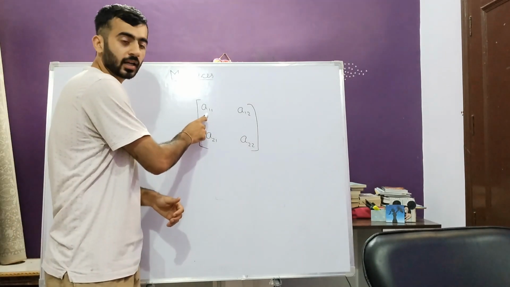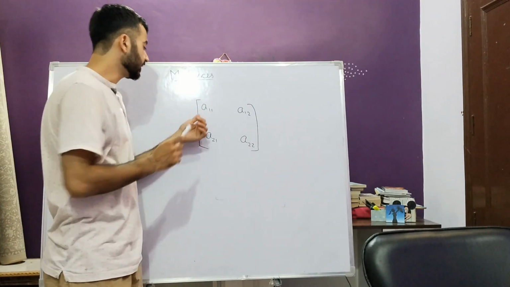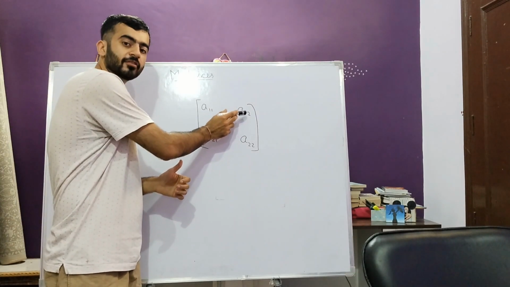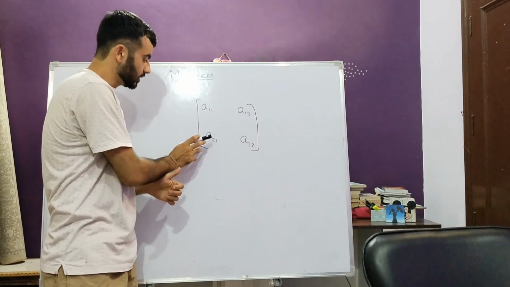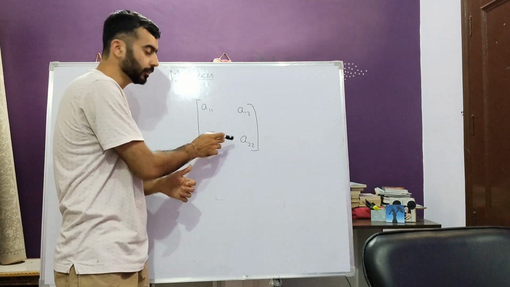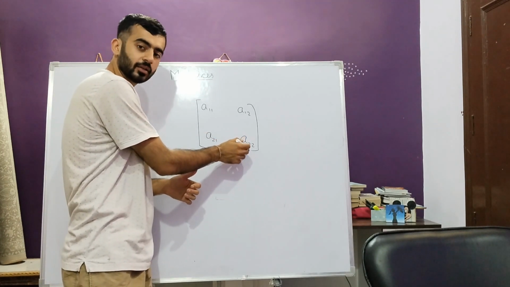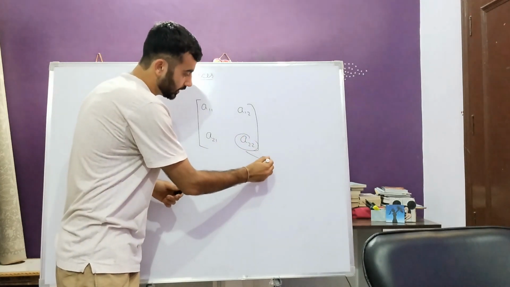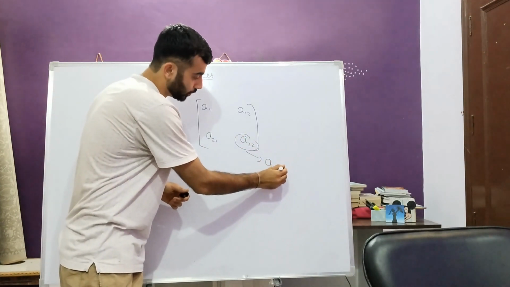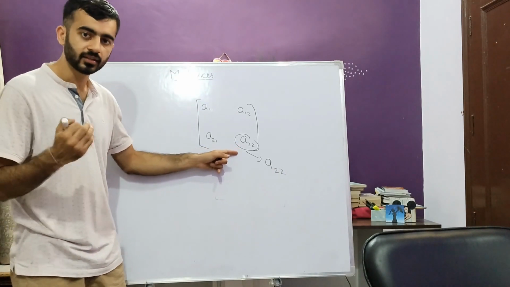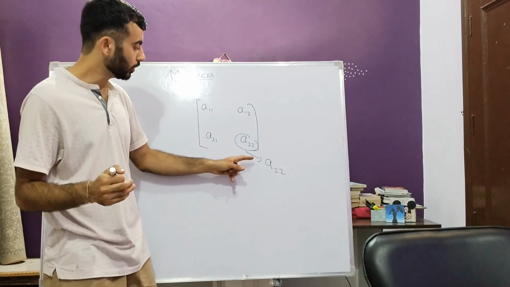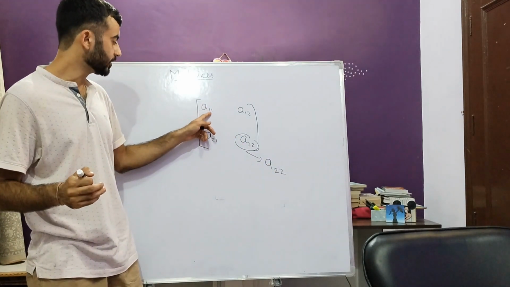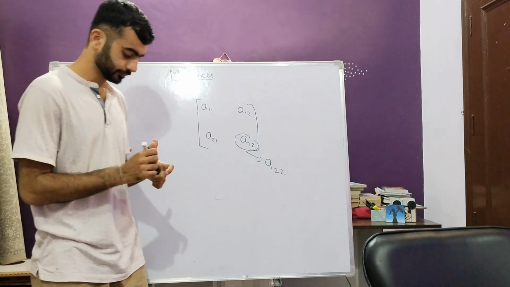See, this is the first element, the element in the first row and first column. This is the element in the first row and second column. This is the element in the second row and first column. This is the element in the second row and second column. It is represented by A22, since it comes in the second row and second column. First row, first column, A11.